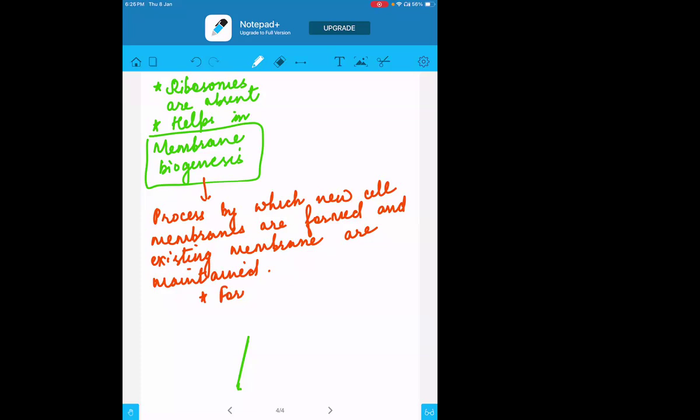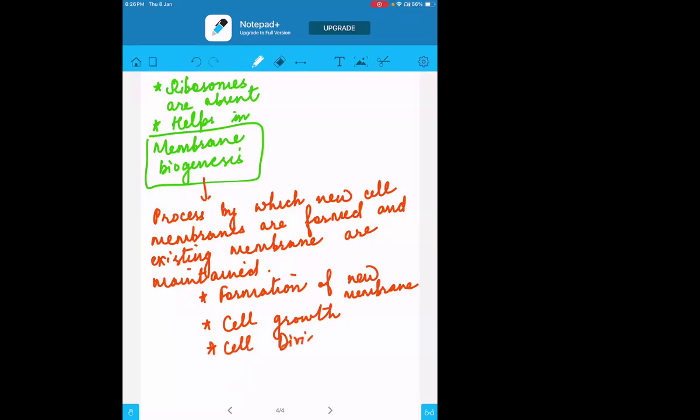At the same time, they also help in cell growth. The second thing is cell growth. As a cell grows, new membrane material will be required, and through the membrane biogenesis process they will give that material. It is also important for cell division. During cell division, the new membranes will be formed for the offspring.